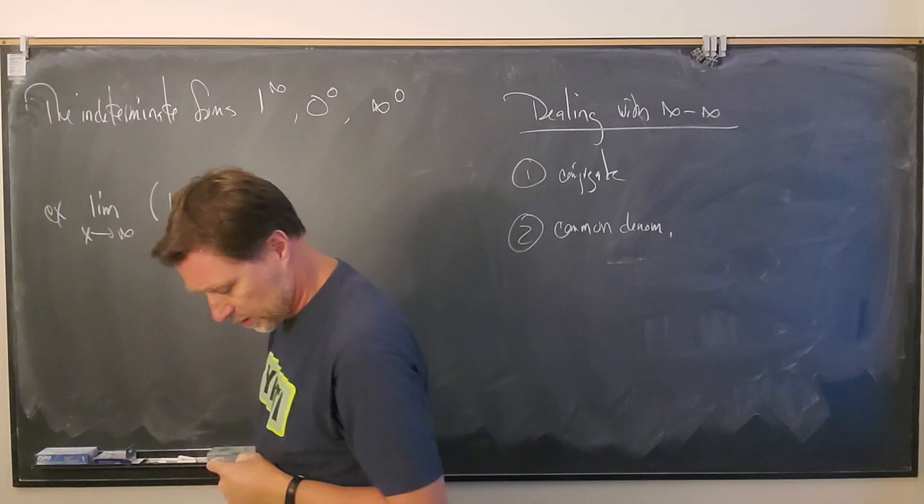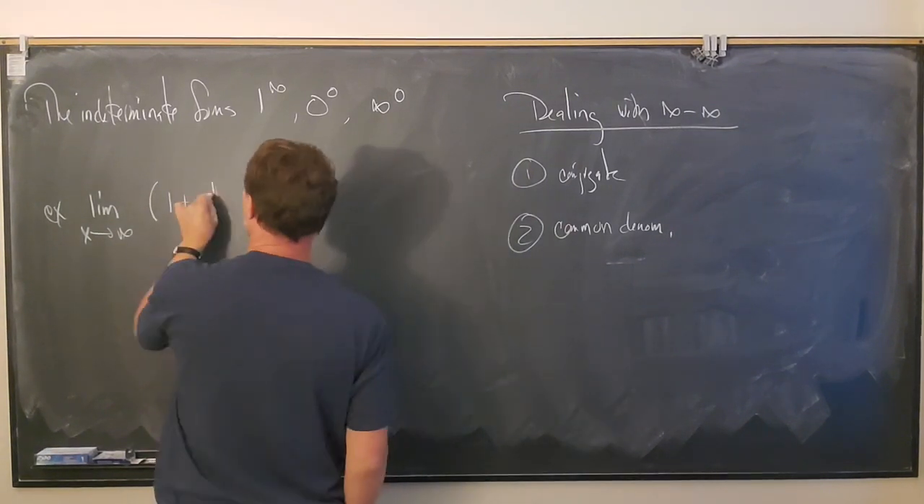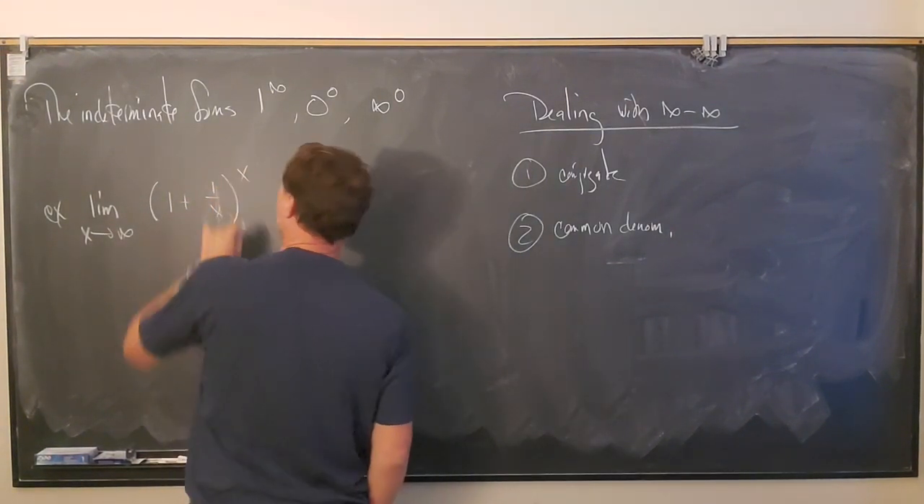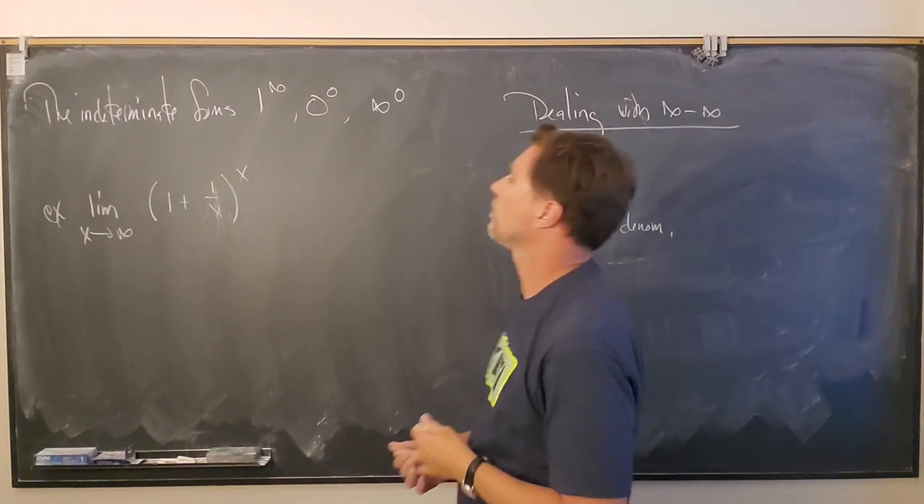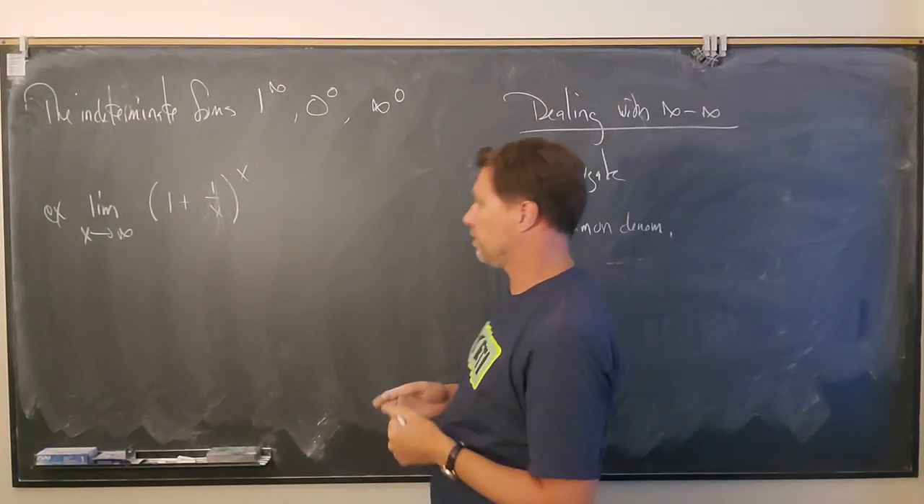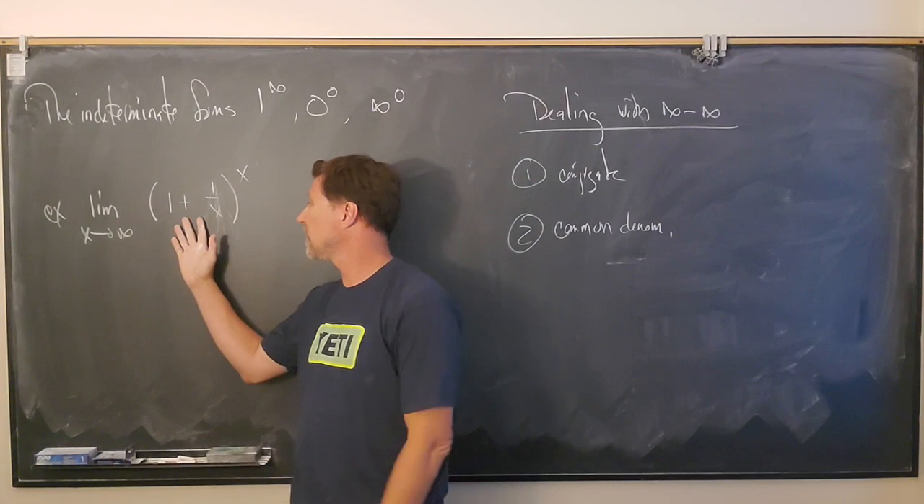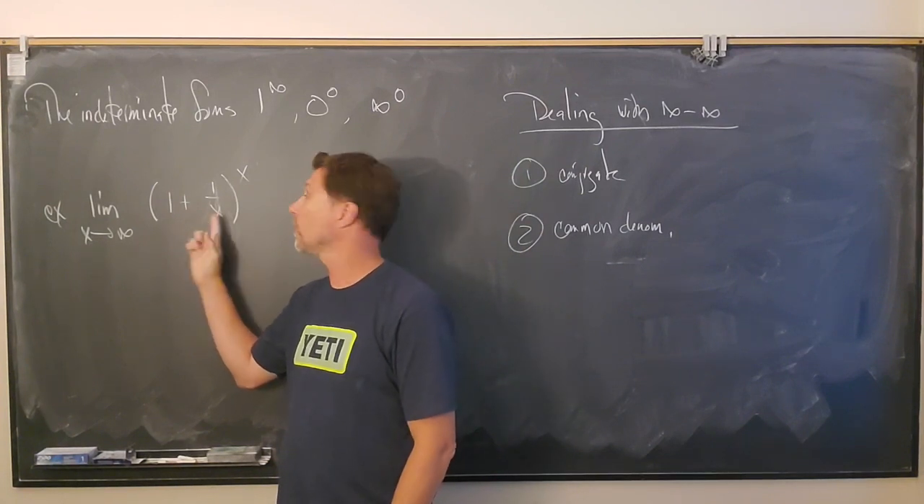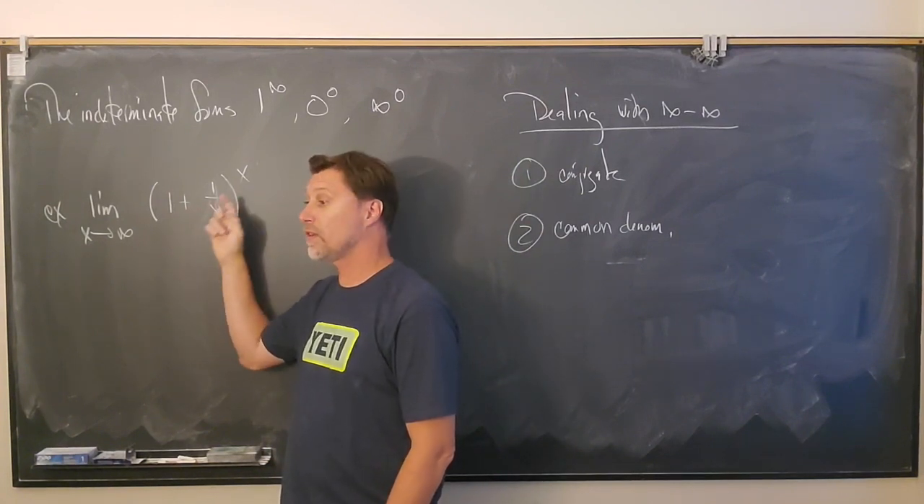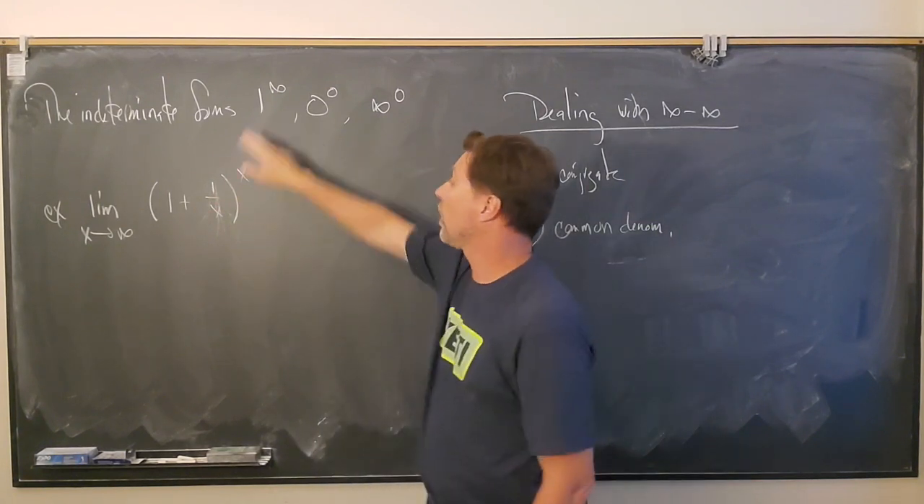I want to do the limit as x goes to infinity of 1 plus 1 over x, raised to the x. As x approaches infinity, the inside is approaching 1. That exponent is approaching infinity, so this is indeterminate of type 1 to infinity.